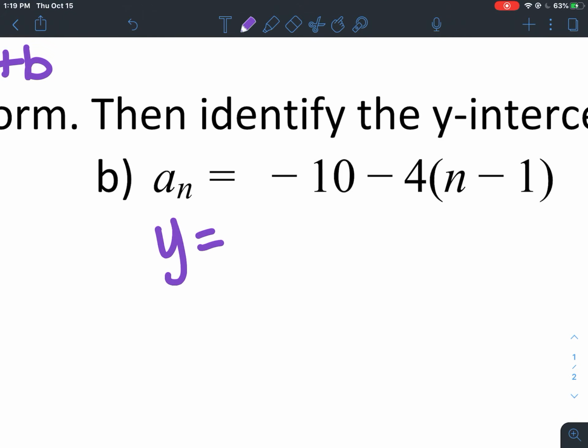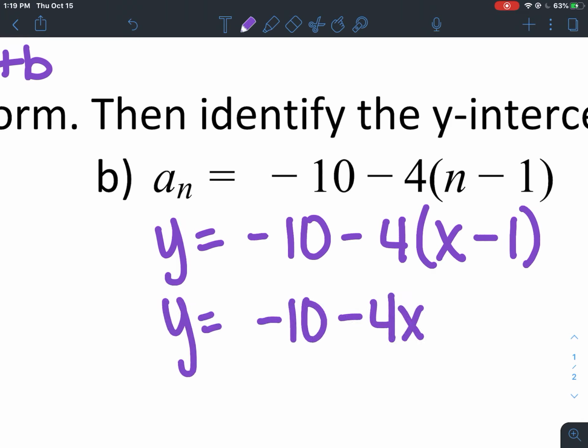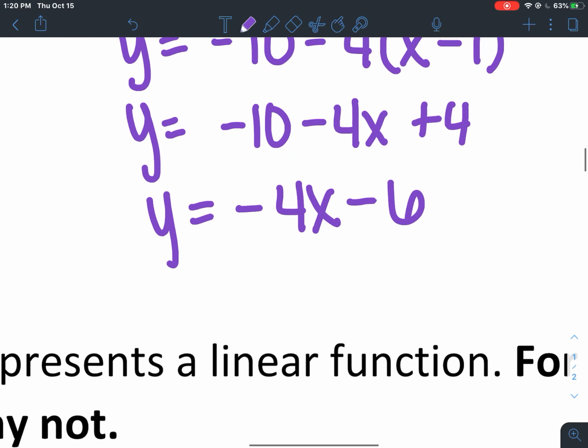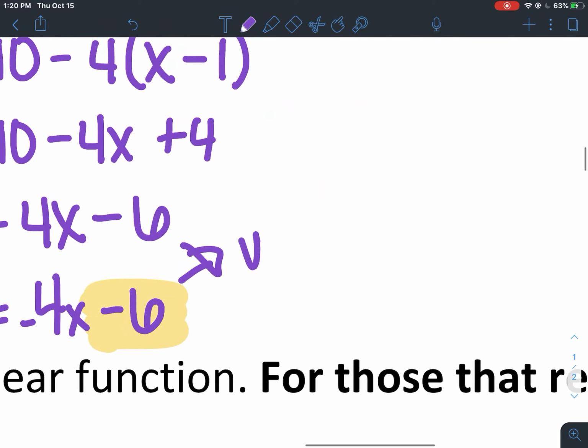And then we'll do the same thing for part B. So y equals negative 10 minus 4 times x minus 1. We will distribute to get rid of those parentheses. So y equals negative 10 minus 4x plus 4. Negative 4 times negative 1, negative times negative is positive. Combine like terms. So y equals negative 4x, negative 10 plus 4 is negative 6. And then function notation, we'll rewrite with f of x. Negative 4 is our slope, and this negative 6 is going to be our y-intercept.